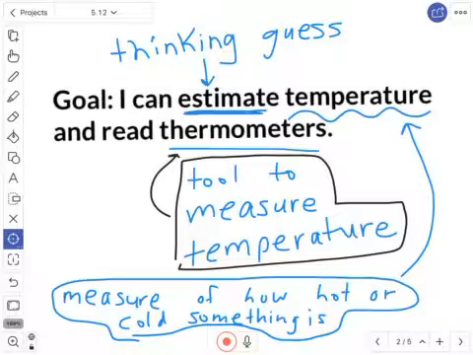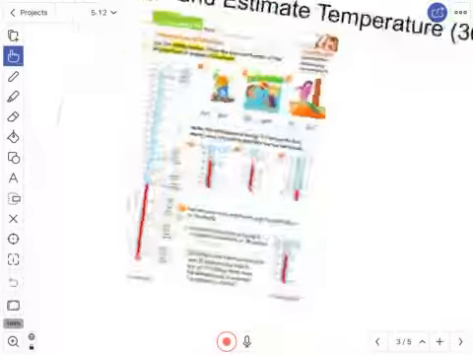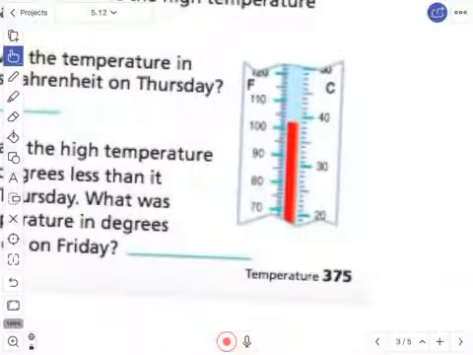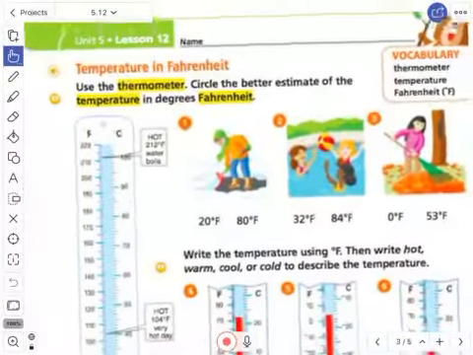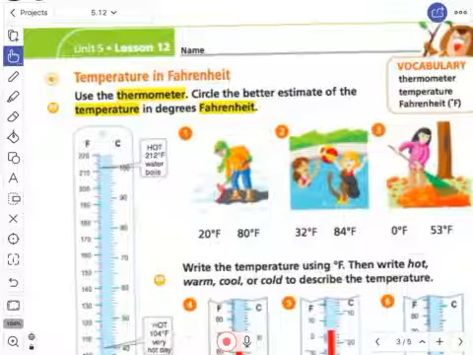But let's get into our lesson here. If you haven't done it yet, the first page you're going to get is page 375. You can download that to Notability. Okay, so a lot of this is going to be me just teaching and doing some talking about temperature. I'm going to split the video into two parts again.